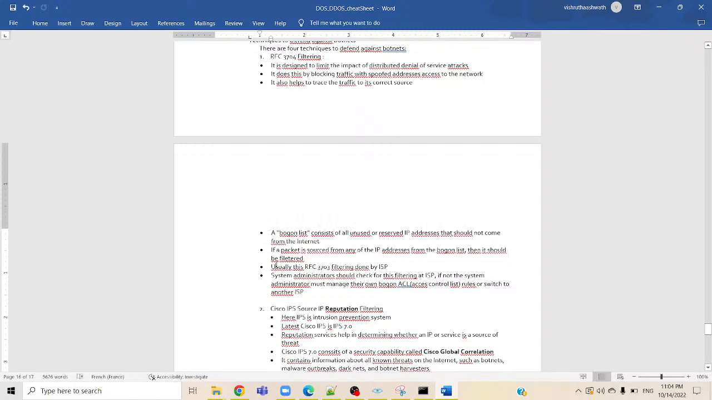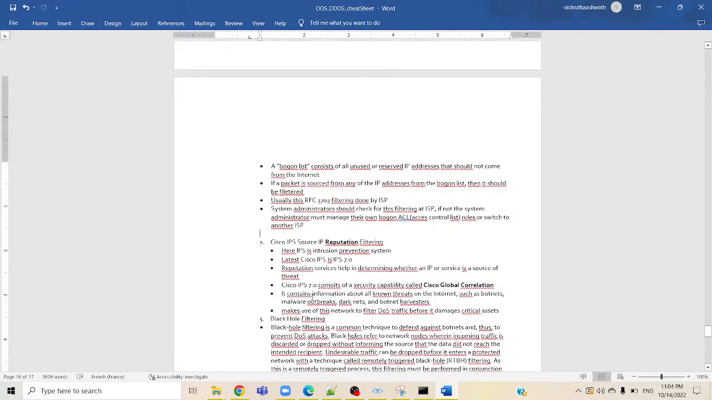Usually, this RFC 3704 filtering is done by the ISP. System administrators should check for this filtering at the ISP. If not, the system administrator must manage their own bogon ACL (access control list) rules or switch to another ISP.